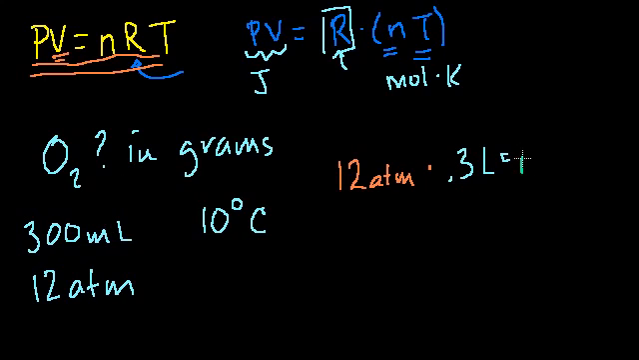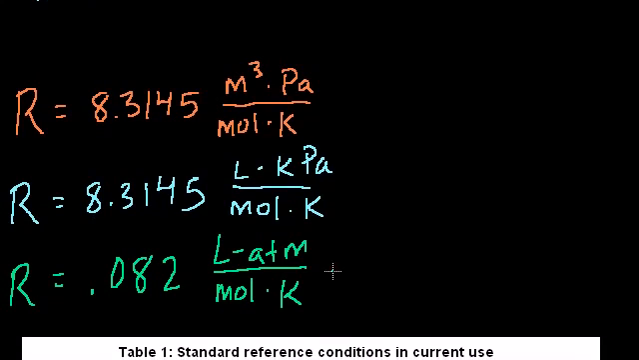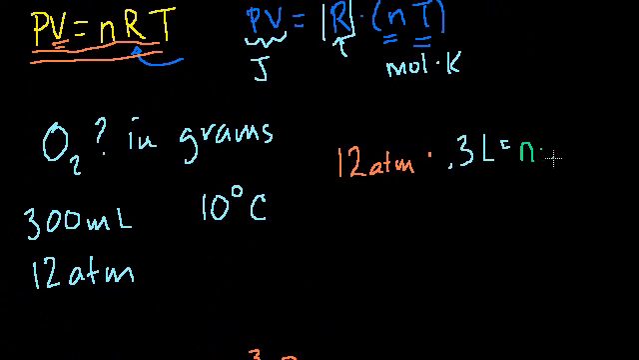So it's equal to N times R. Now, which R should we use? We're dealing with liters and atmospheres. We'll deal with this one, right? Liters, atmospheres, per mole Kelvin, 0.082. And then what's our temperature? It's 10 degrees Celsius. We always have to do everything in Kelvin. So it's 283 degrees Kelvin.